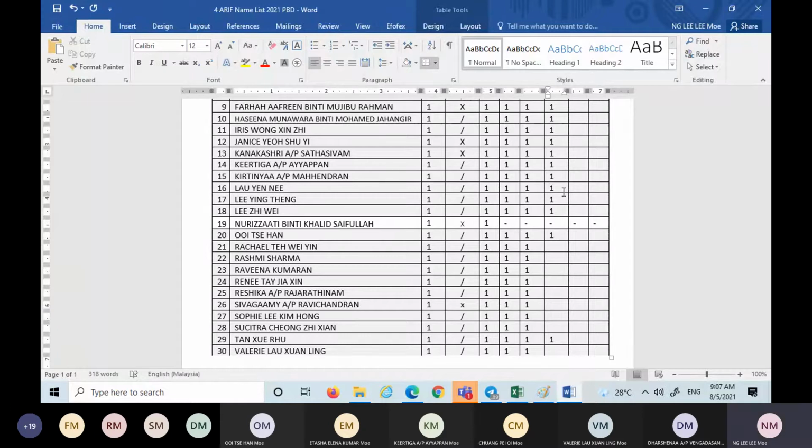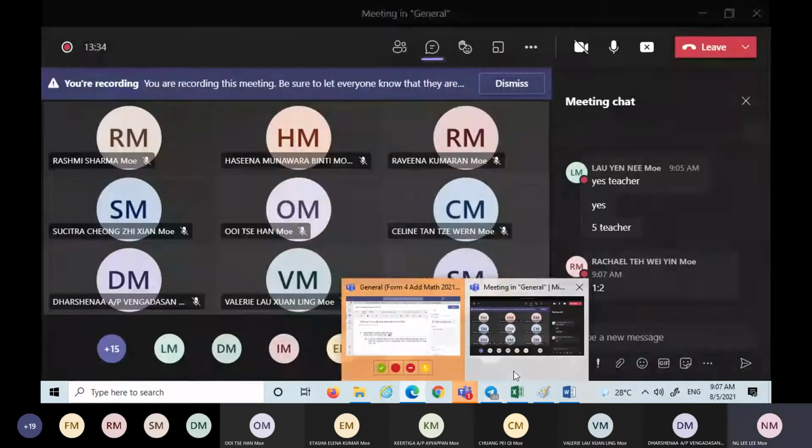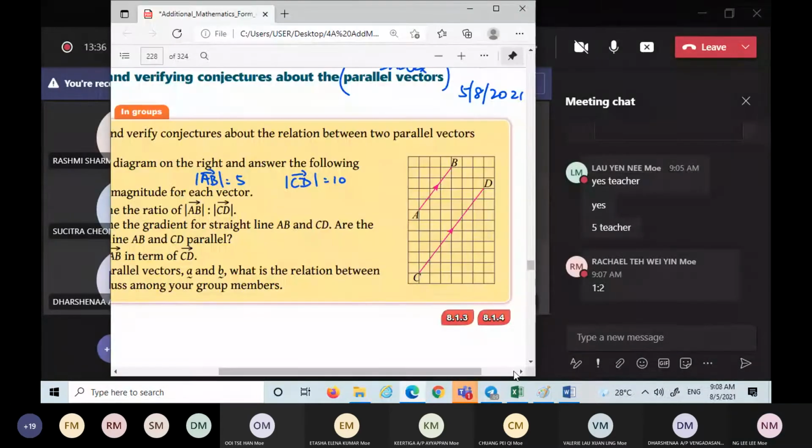Rachel, answer for B, the ratio. And then Rasmi, answer for the gradient of AB. And then Ravina, answer for the gradient of CD. Rachel says 1 is to 2. Okay, because 5 is to 10, so simplified it is 1 is to 2. Thank you.